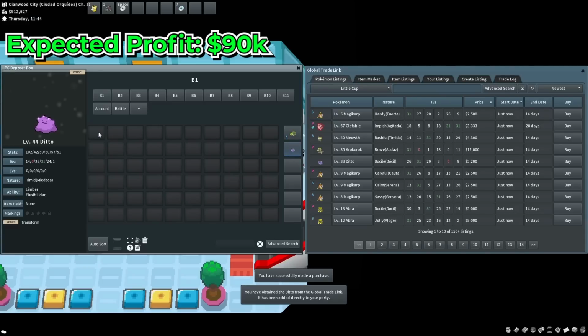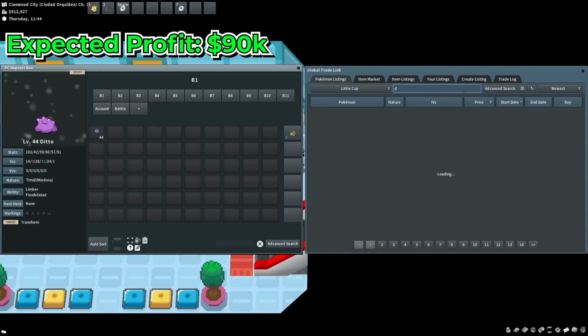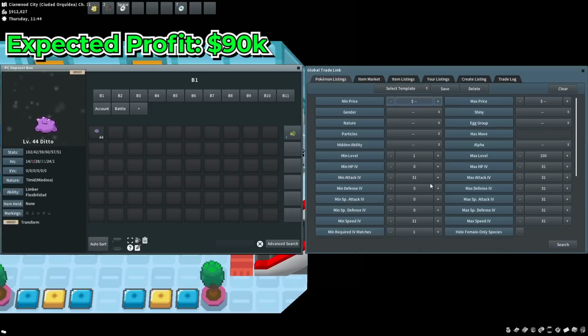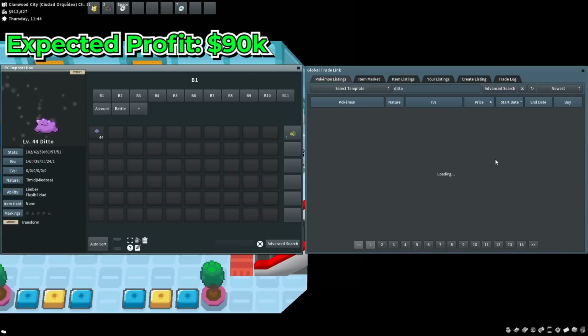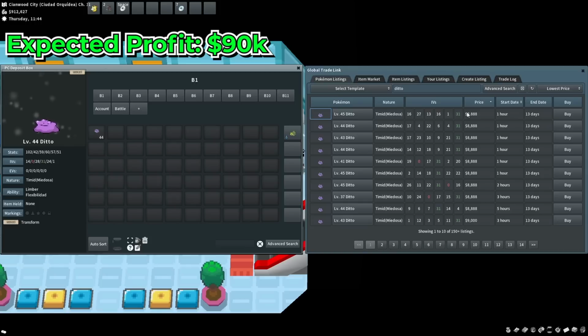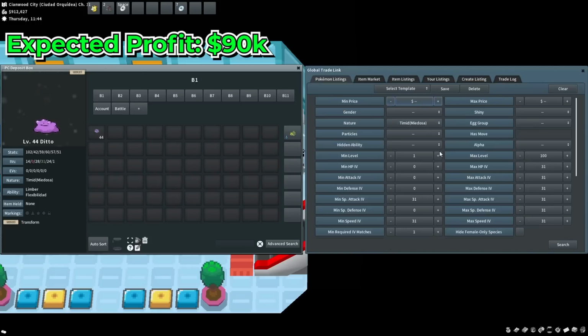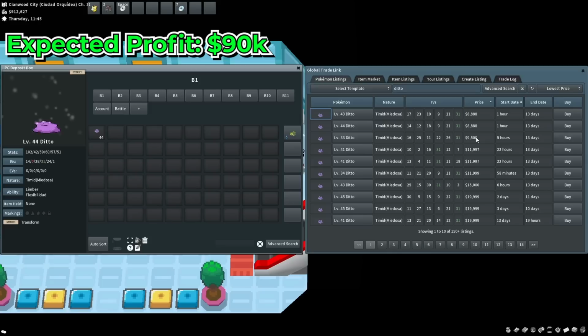Now this is a Timid Ditto with 31 in special attack, and these usually go for about 10k. I think they're a little bit lower now, but let's see. Yep, 8k. And ours have these things here, so let's see if we can charge more. No, so we'll just underlist this one here.